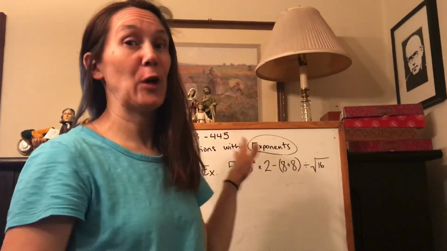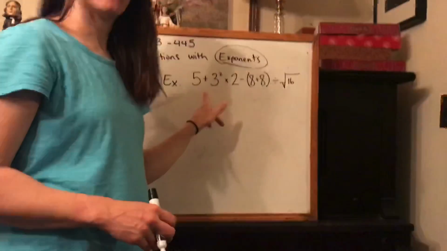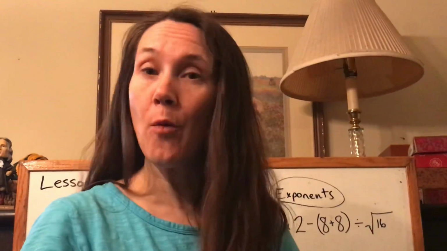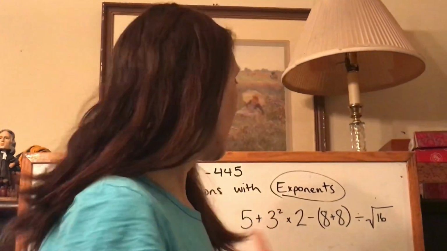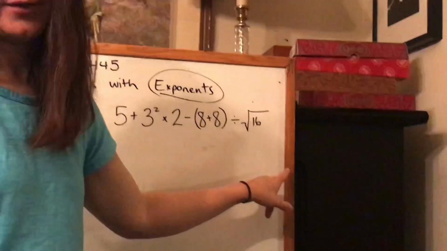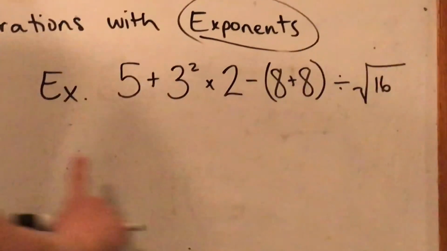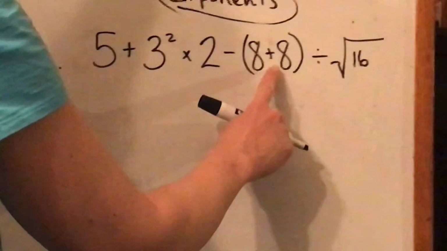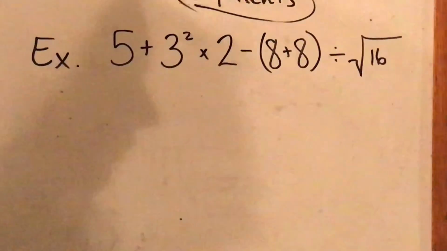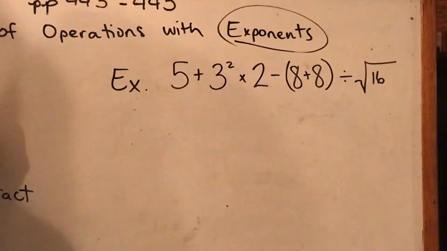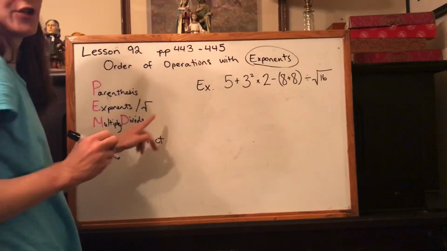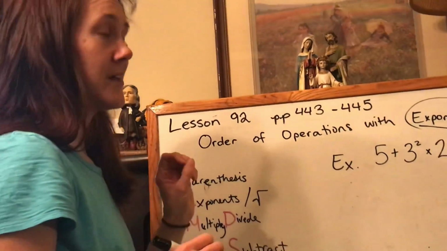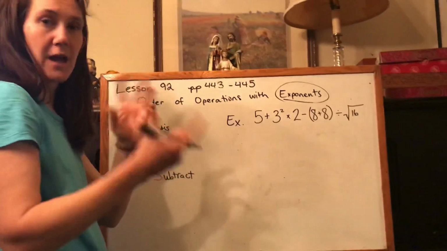All right, let's look at an example. Here's the example from your book, example 2. When you are doing an order of operations problem, either in class or for homework or on a test, write the whole problem out first. So this is the original problem: 5 plus 3 squared times 2 minus 8 plus 8 divided by square root of 16. One of the things you should know is that when we say exponents, we're also talking about things inside square roots. So keep that in mind. They kind of go hand in hand.